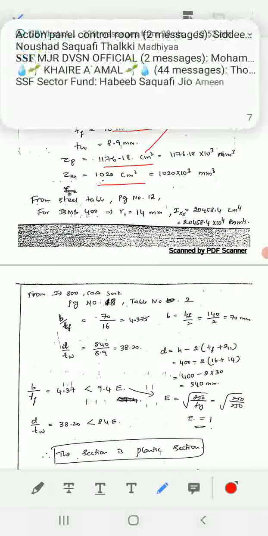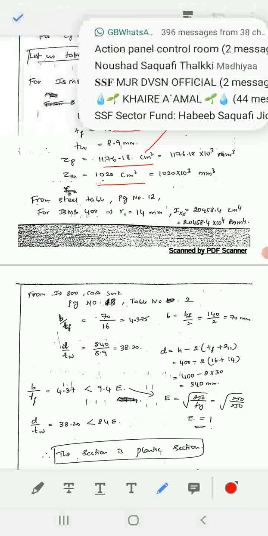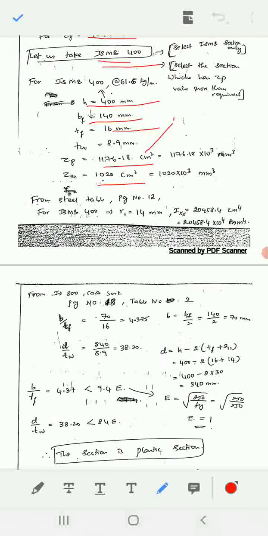Now we'll go to the steel table, right? We need the R1 value and the IX value. These two values are not there on page number 138. We need these values, so we have to go to page number 12 of the steel table. That also I'll show.